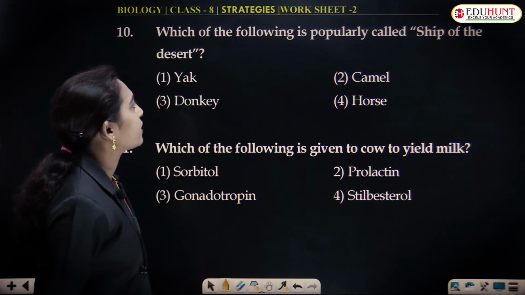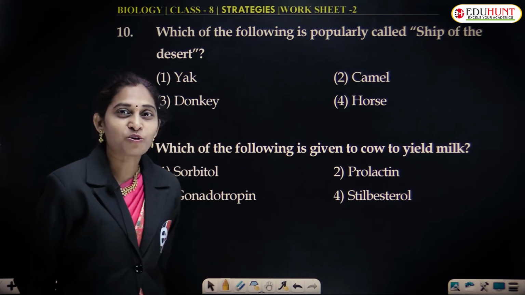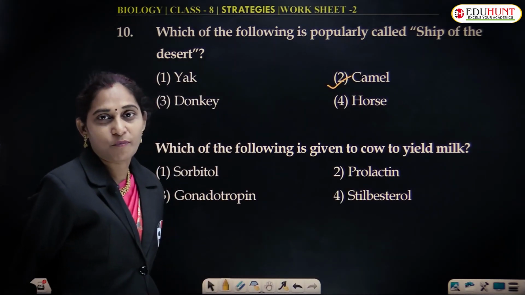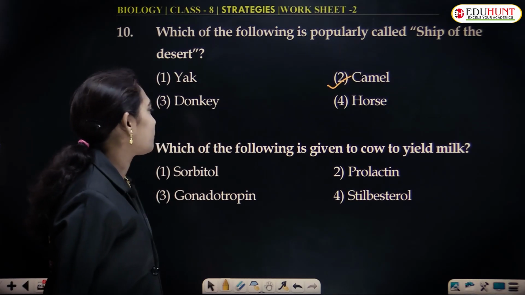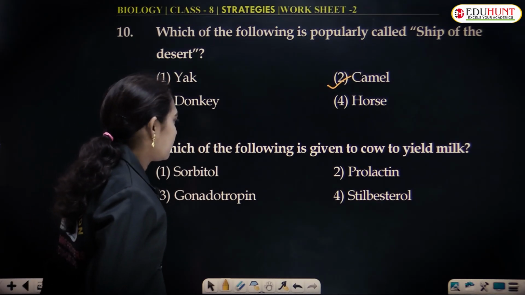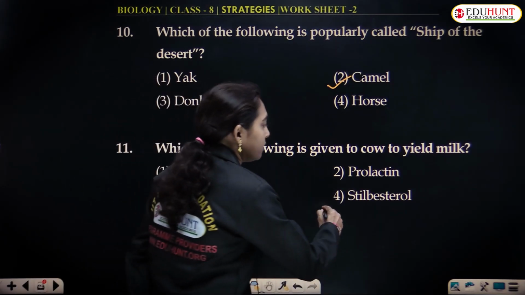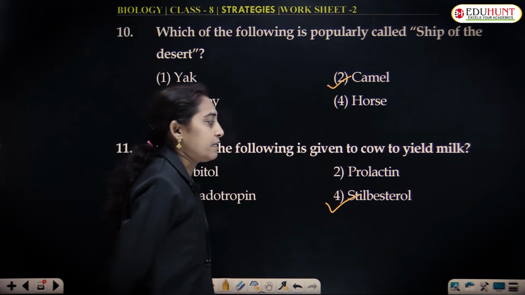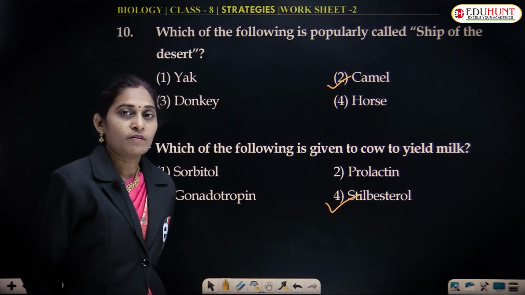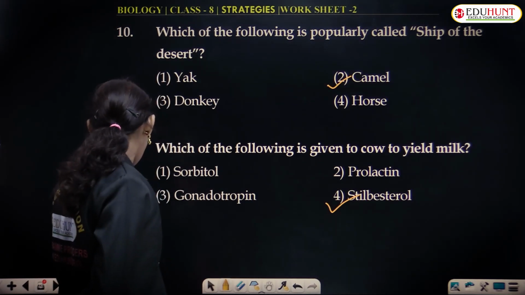Which of the following is popularly called ship of the desert? You all know the answer, that is camel. Camel is known as ship of the desert. Which of the following is given to cow to yield milk? It is actually oxytocin is the hormone. It is stilbestrol. Stilbestrol is given for high production of milk from cow.